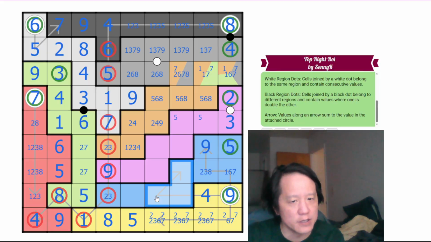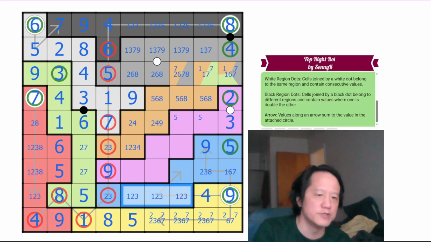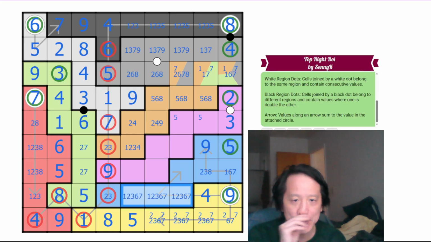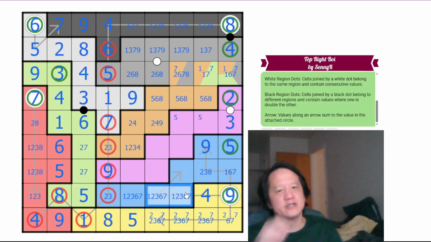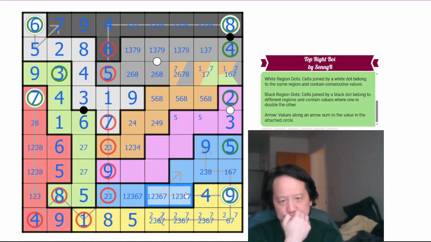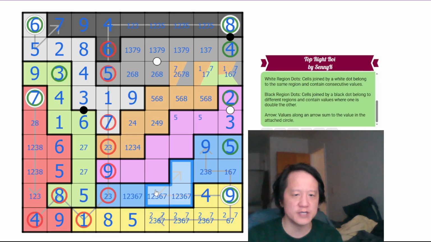Remaining digits in row 8. We have 1, 2, 3, 6, and 7. Well, if this were not 6 or 7 here, we would have to have a 6-7 pair. Well, that's possible. Never mind. I was thinking this adds up to 18, but it doesn't.